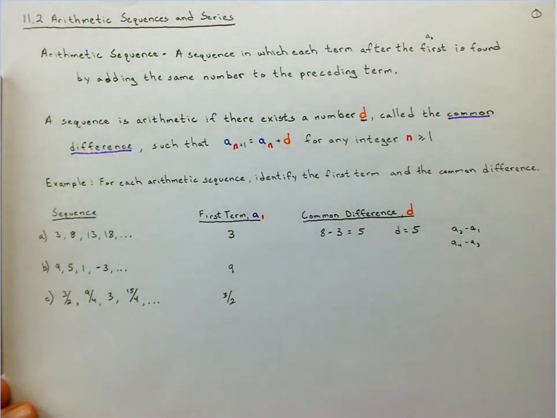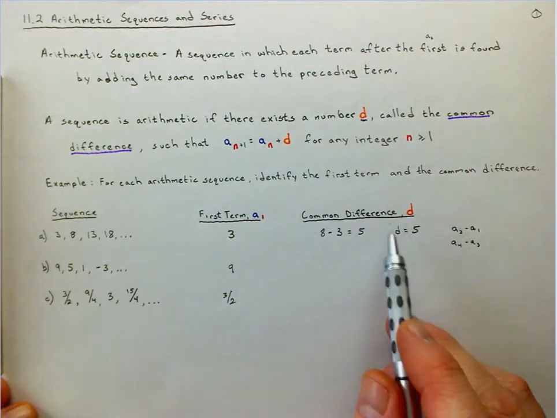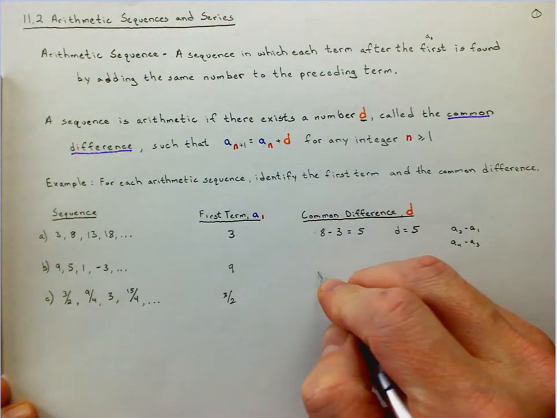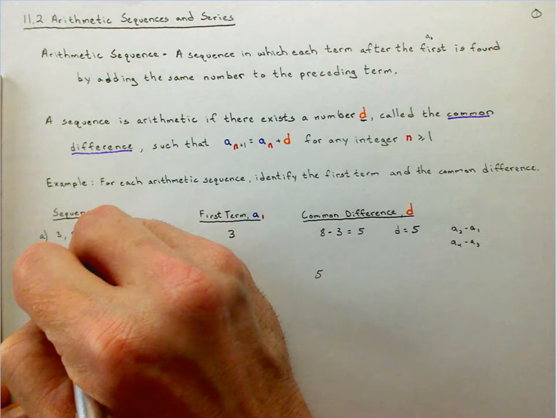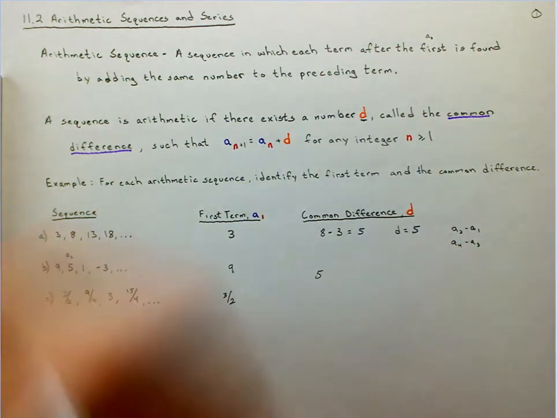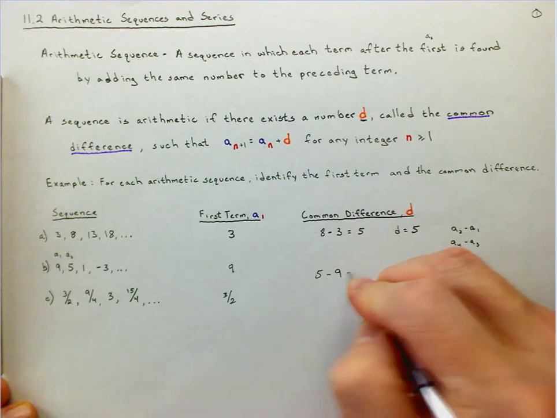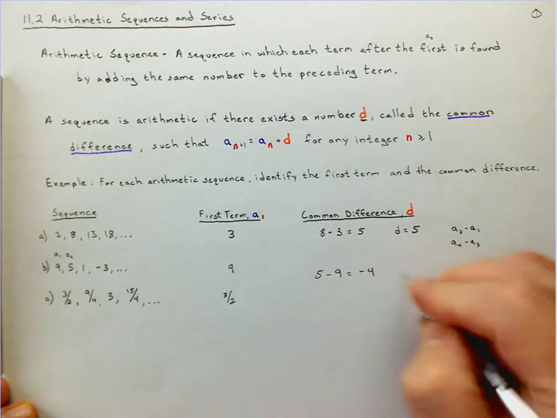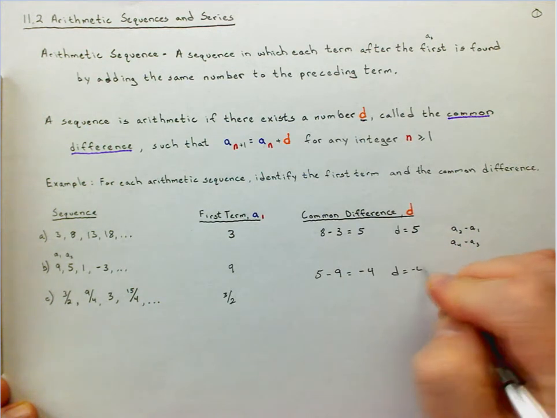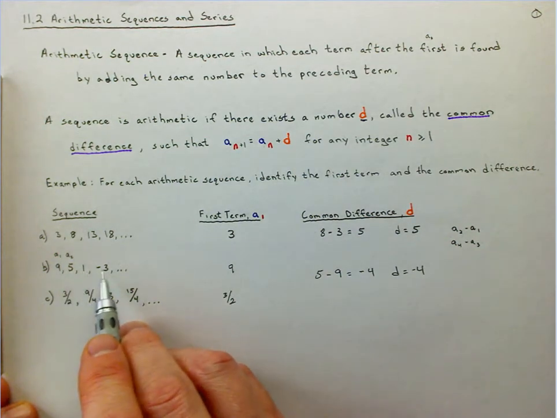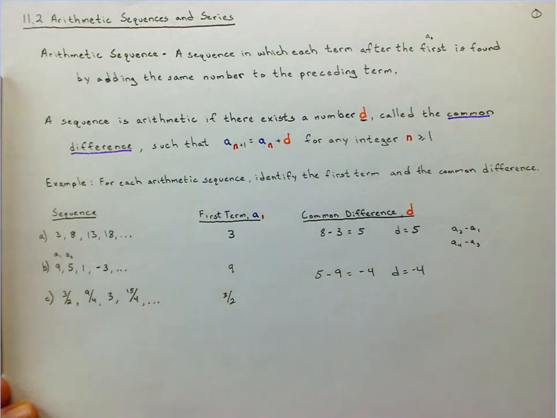That makes me happy. Now for my common difference, I will take 5, a sub 2, and subtract from it a sub 1, which is 9. My common difference is negative 4. D equals negative 4. And if I look at that, each one of these is separated by negative 4 units.